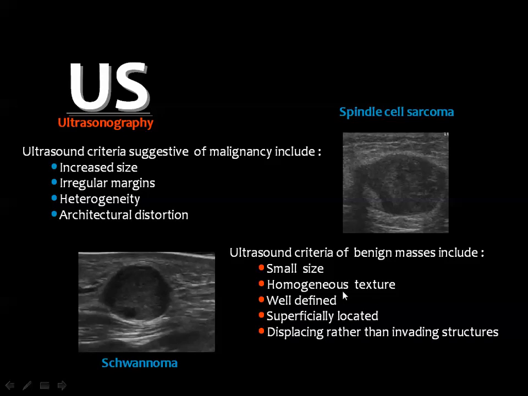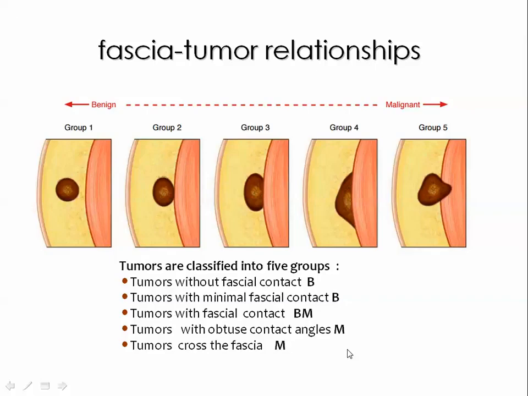And these are the broad general rules about the ultrasound criteria of a benign lesion. These include that the lesion is small in size, of homogeneous texture, with well-defined margin, superficially located, and seen displacing the surrounding structures rather than invading them. Then the ultrasound criteria suggestive of a malignant lesion include big size, irregular margin, heterogeneity, architectural disorder, and also, of course, invasion of the surrounding structures.